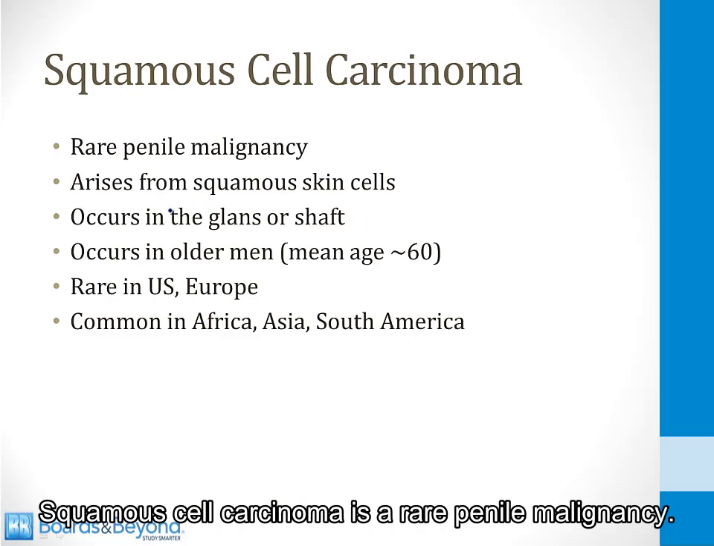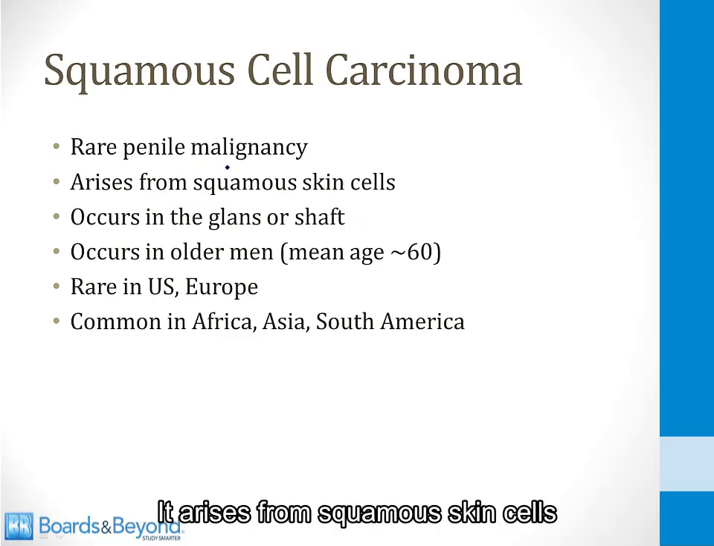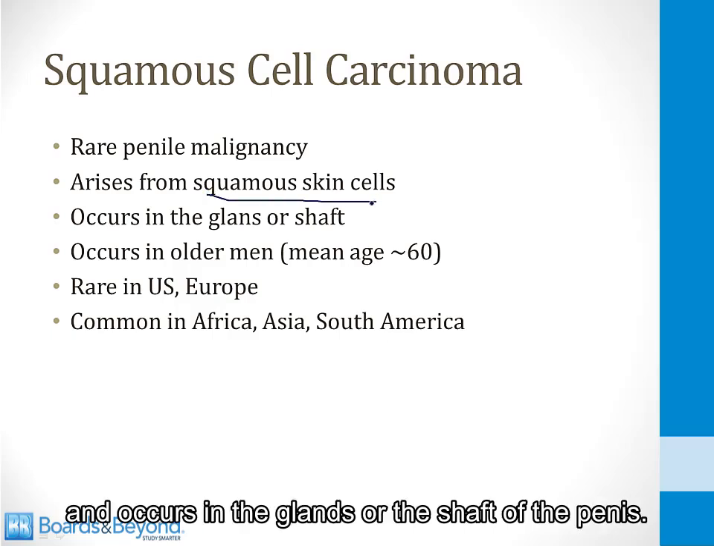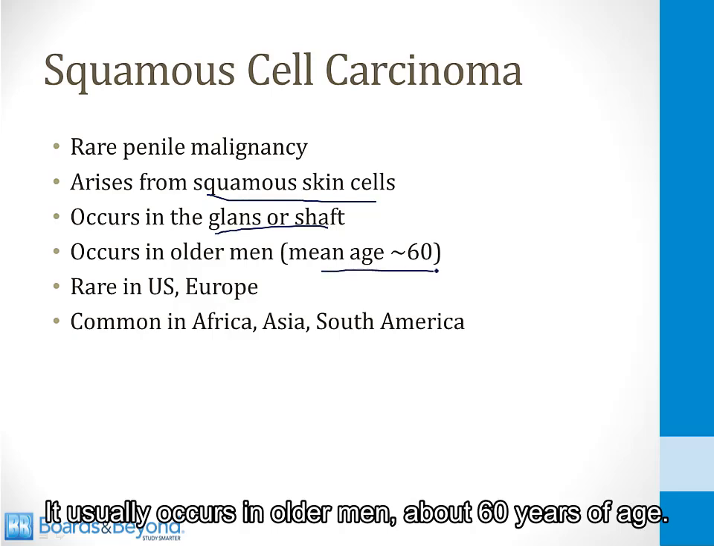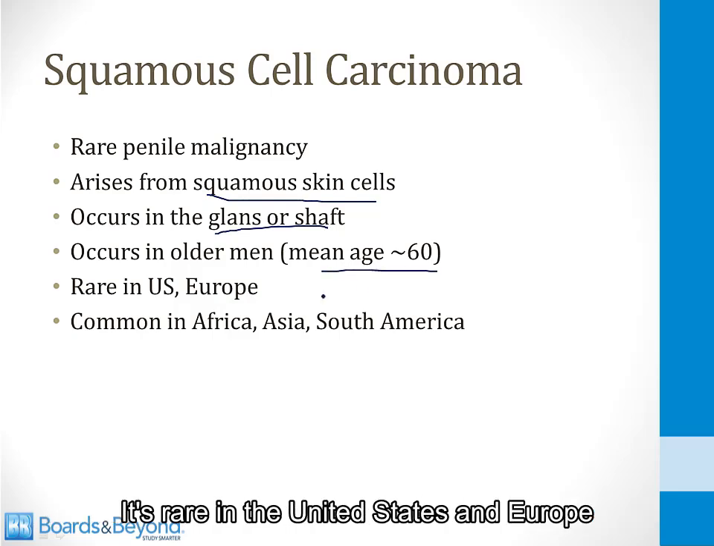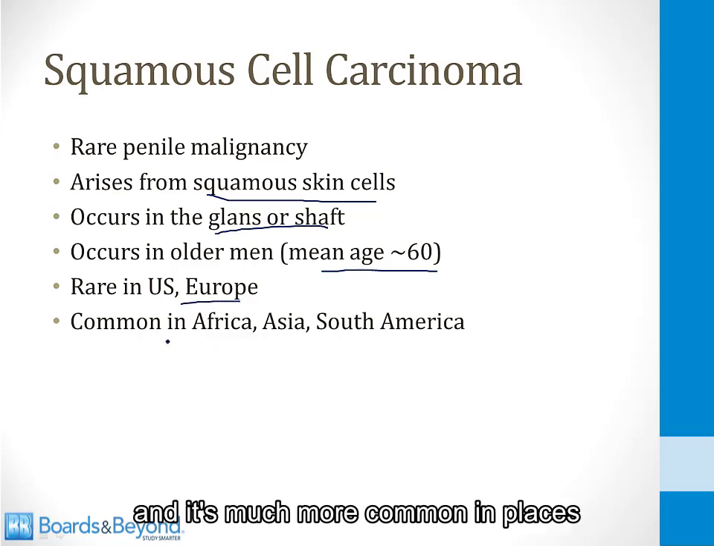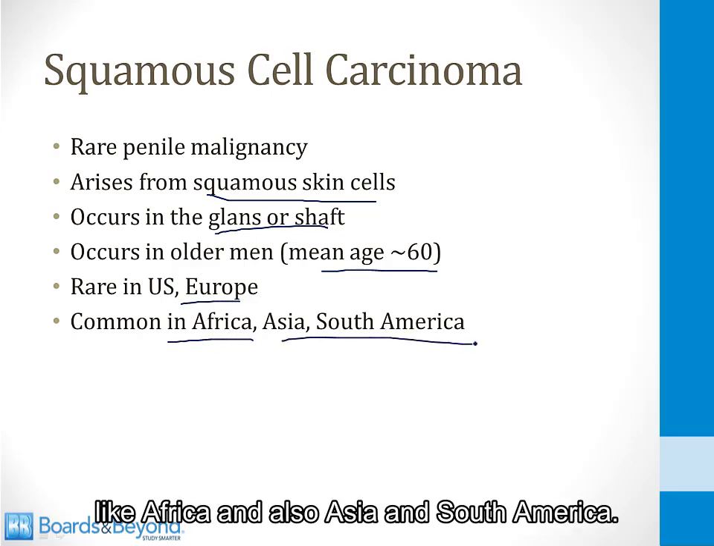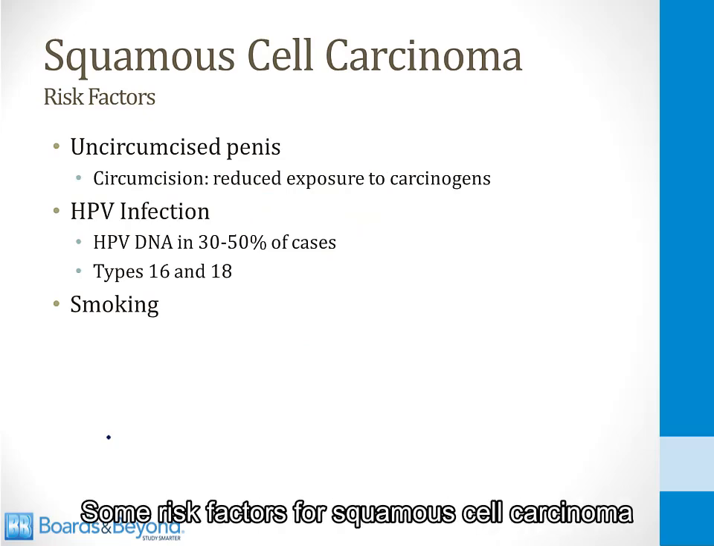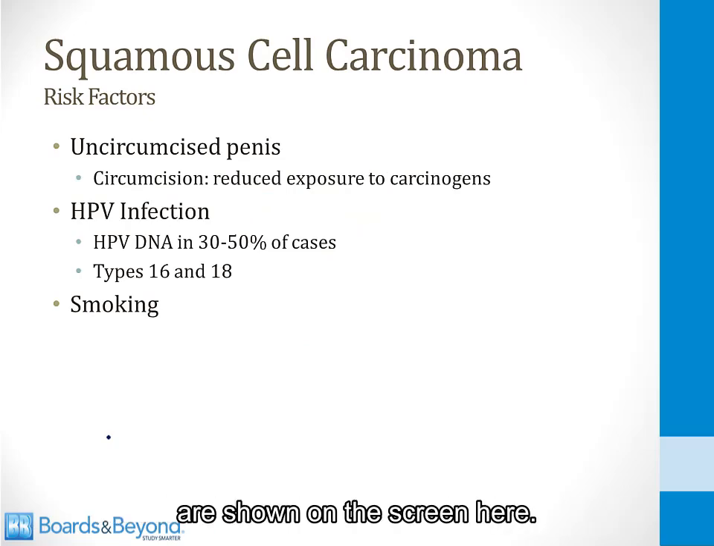Squamous cell carcinoma is a rare penile malignancy. It arises from squamous skin cells and occurs in the glans or the shaft of the penis. It usually occurs in older men about 60 years of age. It's rare in the United States and Europe, and it's much more common in places like Africa and also Asia and South America. Some risk factors for squamous cell carcinoma are shown on the screen here.